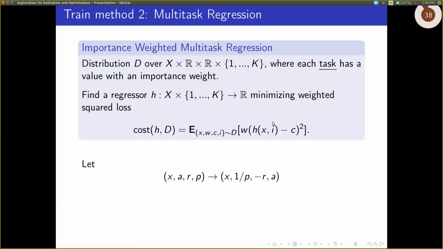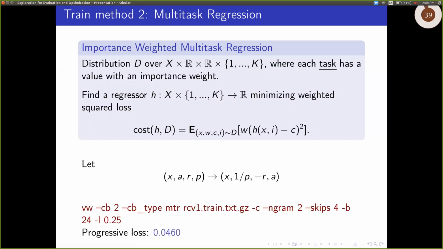And now you can map the contextual bandit data, X, A, R, P, into the importance weighted multitask regression data using this mapping here. So the importance weight becomes 1 over P, which allows you to do an unbiased estimate of the squared loss. And then the cost becomes negative reward, and then you just have the action. Okay, so this is helpful if you use MTR to do multitask regression. That gives you good performance here.